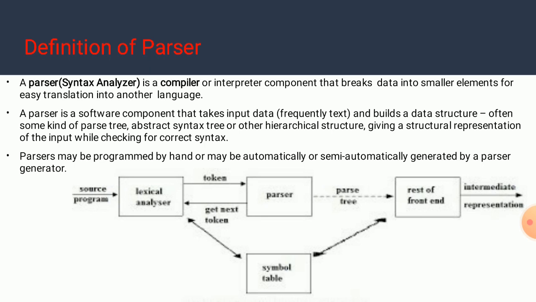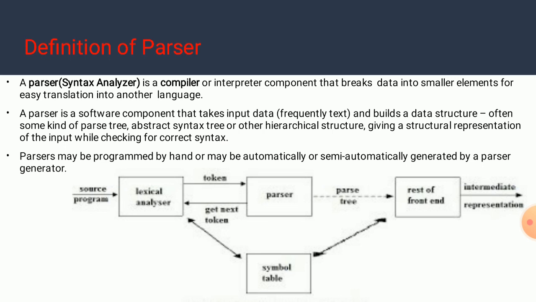The use of this phase is to check whether the input sentence is syntactically correct or not, whether it matches the grammatical rules or not. If the sentence does not follow the grammatical rules, it is referred to the error handler. A parser may be programmed by hand or may be automatically or semi-automatically generated by a parser generator. So we have lots of options to implement a parser, maybe with hand coding, or with the help of automatic tools like Yacc that can be used to generate a parser.